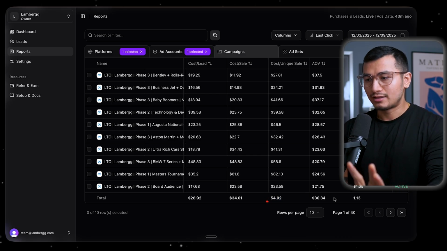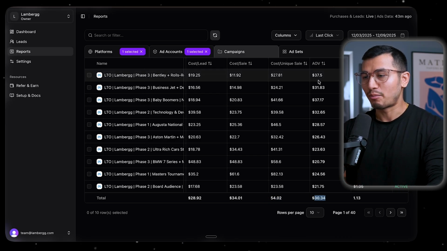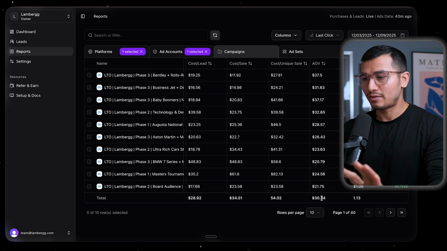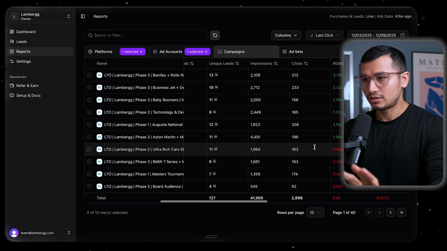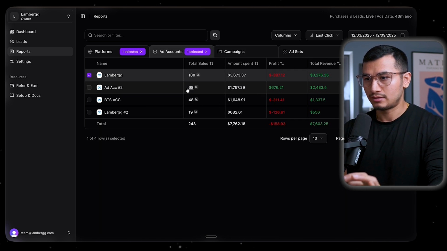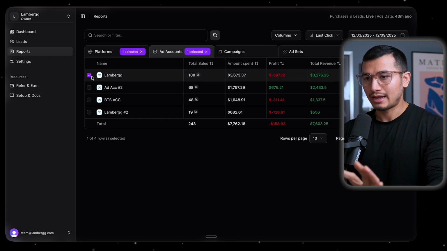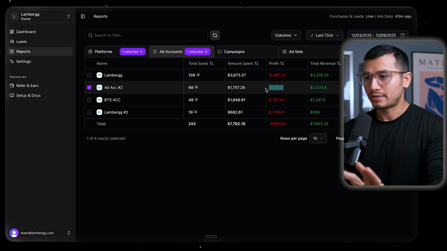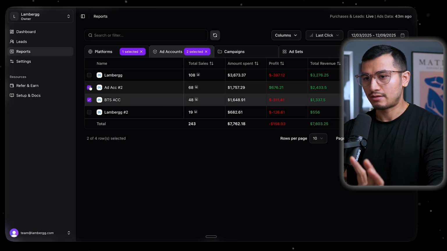Whereas the AOV, this AOV is per sale, so it looks like we're actually losing money. But if I was to go to profit, yeah, we're kind of losing money on this account. Yeah, that account is losing money. This account number 2 is the one that's making profit, and then these other accounts are losing money as well.